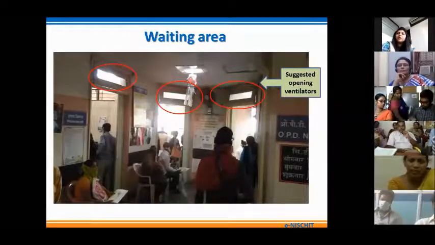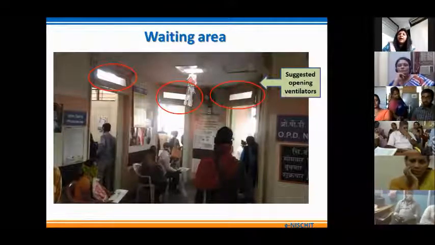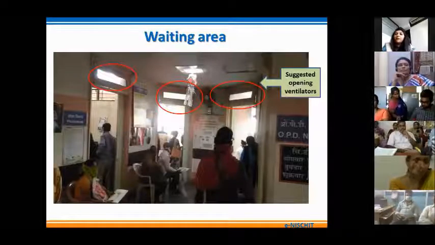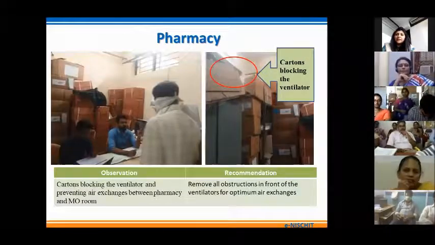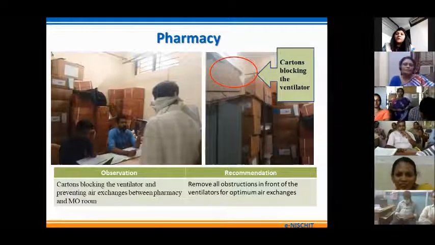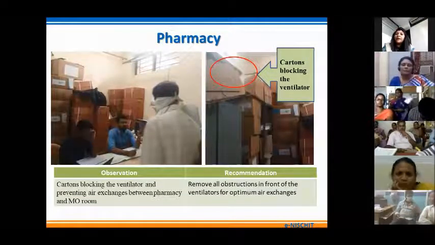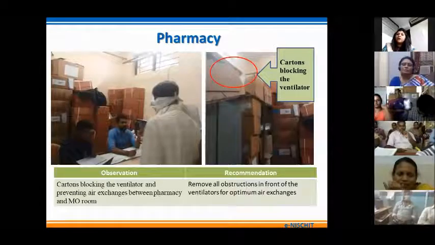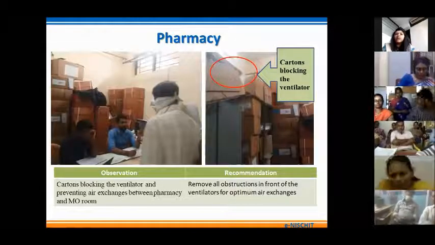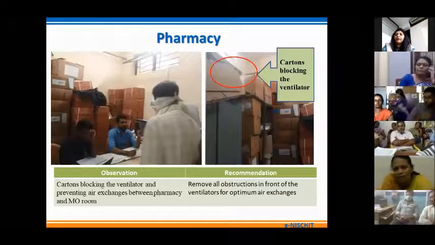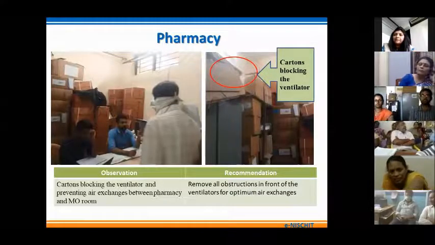Yes, this picture has already been shown. This is a waiting area, and these are the ventilators which have to be kept open because that will really help airflow. Next. I told you about the obstructions. Now this room is looking relatively airy, but it has been blocked by the curtains and the drug boxes. Sometimes it is blocked by cupboards, and that kind of scene should be avoided because it is easily doable. We should have unobstructed ventilators, doors and windows. Next slide.